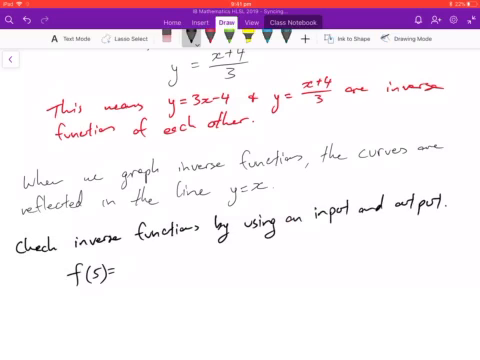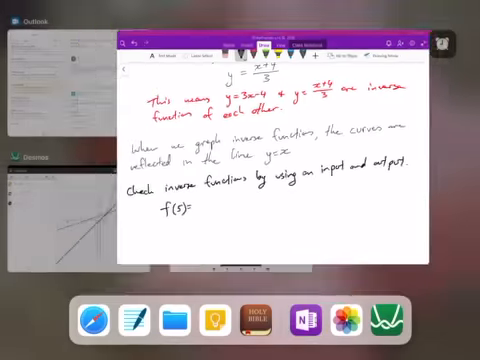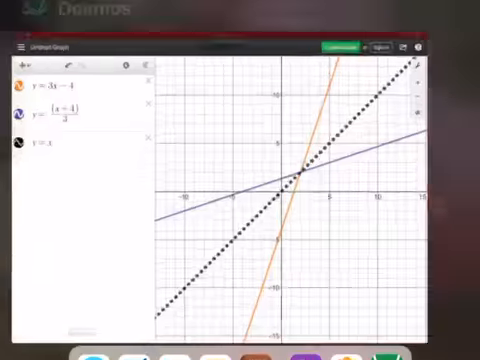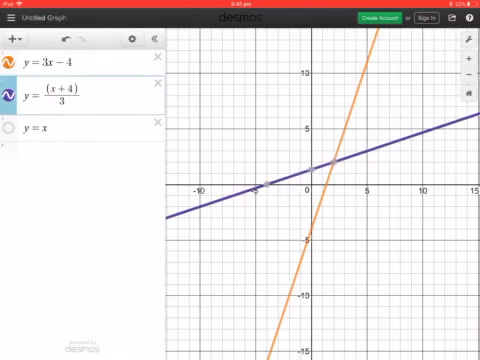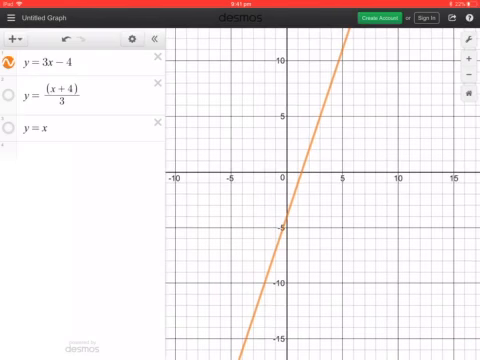Now, when we graph inverse functions, the curves are reflected in the line y equals x, right? So that's helpful. Now, if we flick over to my favorite little Desmos app, do you see here the orange line? The orange line is y equals 3x minus 4. All right, so that's helpful. Then I've got a purple line, which is the one that we found is a reciprocal.